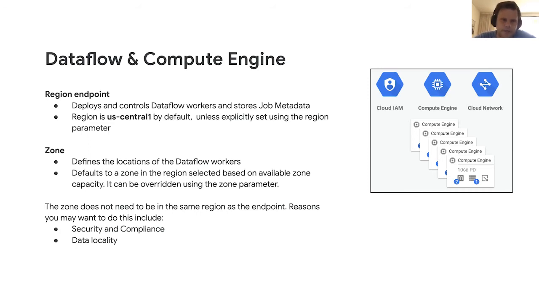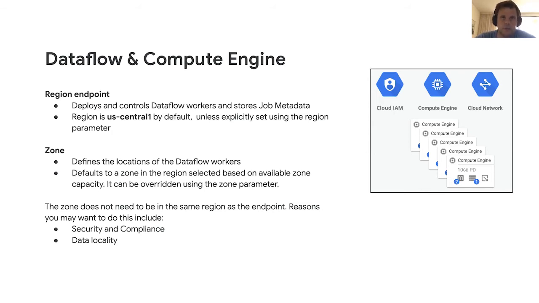So the first thing is, by default, if you're not provisioning a region, we're using US Central one, but you can specify any of the regions where we have the endpoints available. We're rolling out new regions again and again, so we're covering more and more regions as we speak. Then also you can specify where your workers are actually crunching the data. So basically that's defined at the zone level.